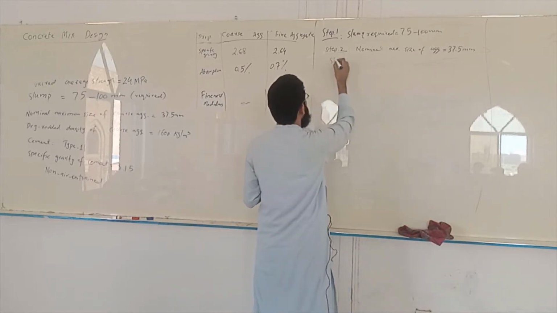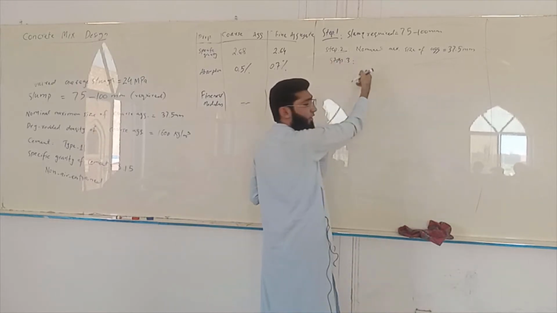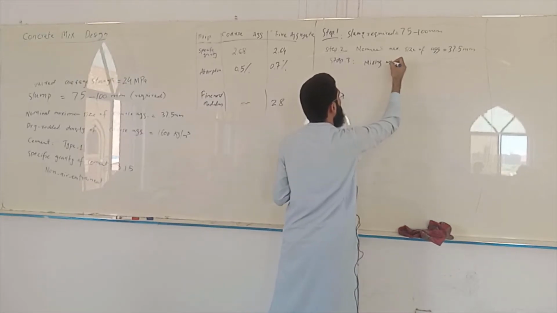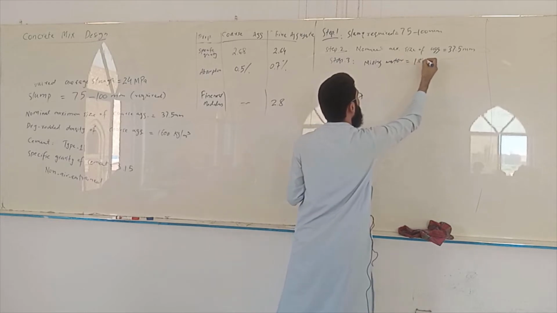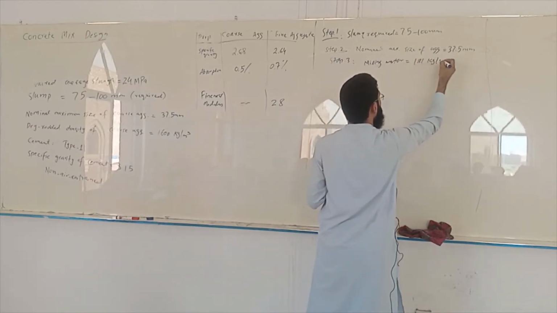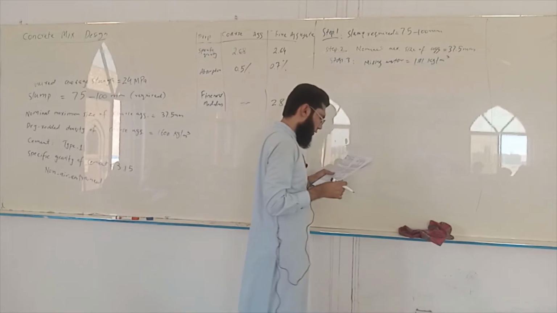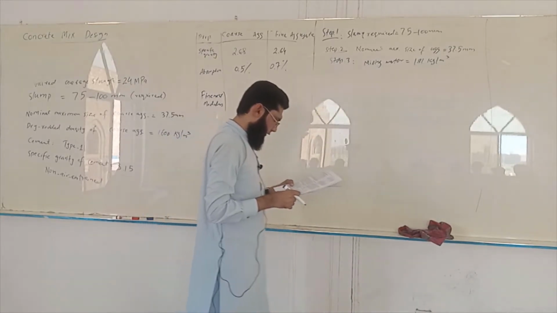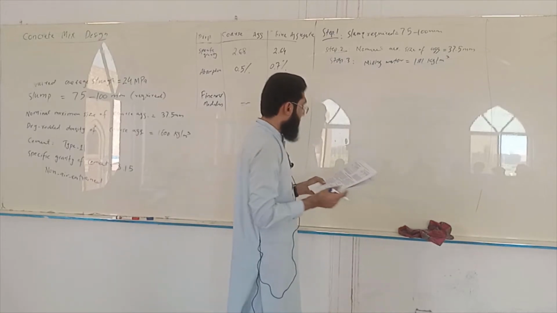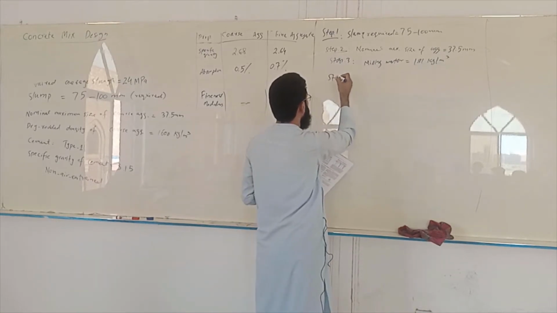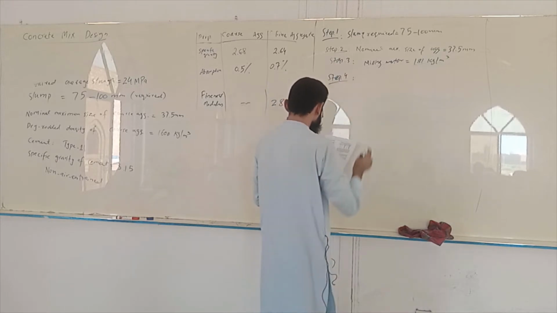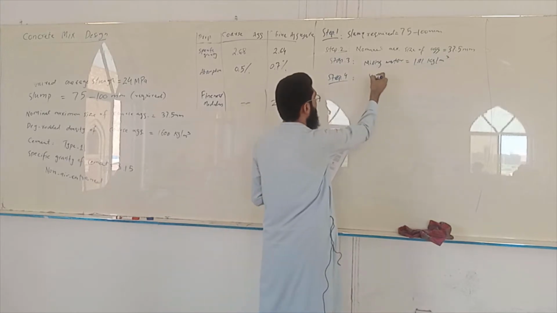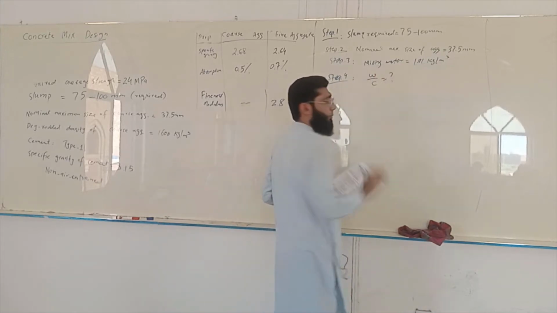So I could just write that the final output of step 3 was that the mixing water required is 181 kg per meter cube of concrete. Okay. Now step number 4 is the water cement ratio required. What water cement ratio is required?